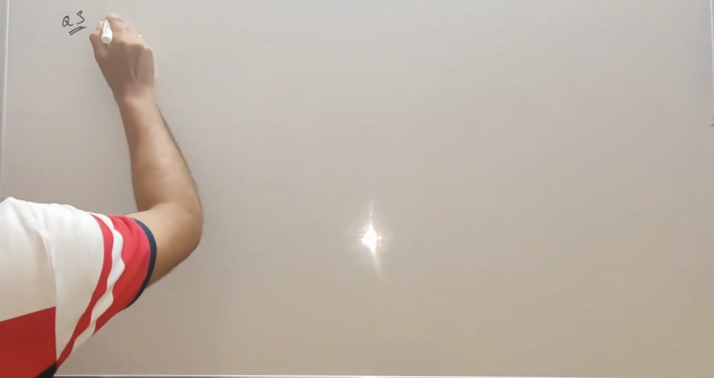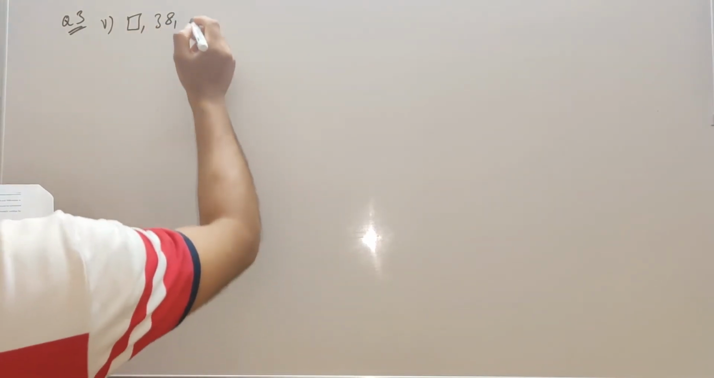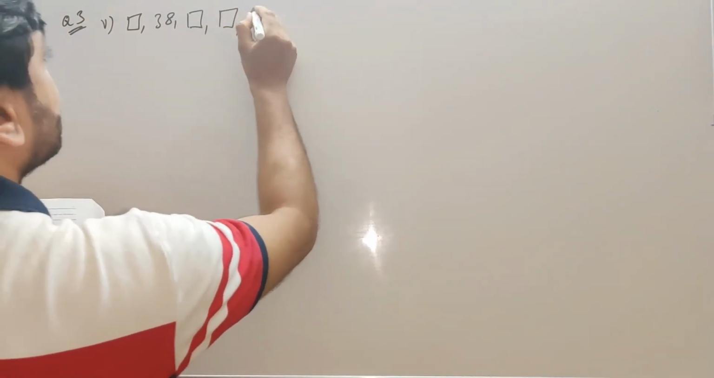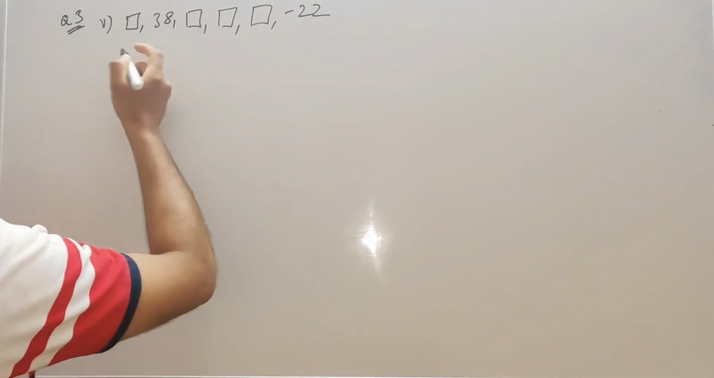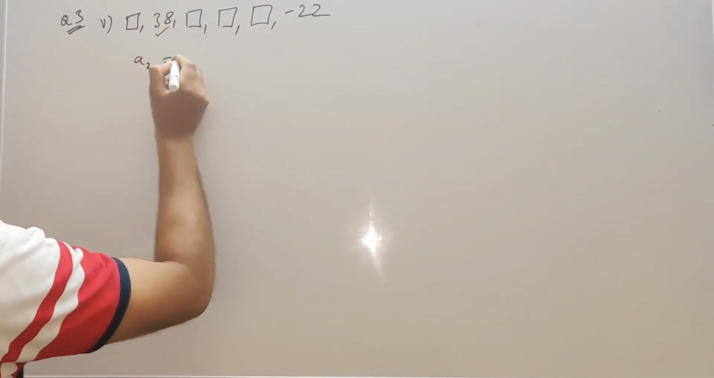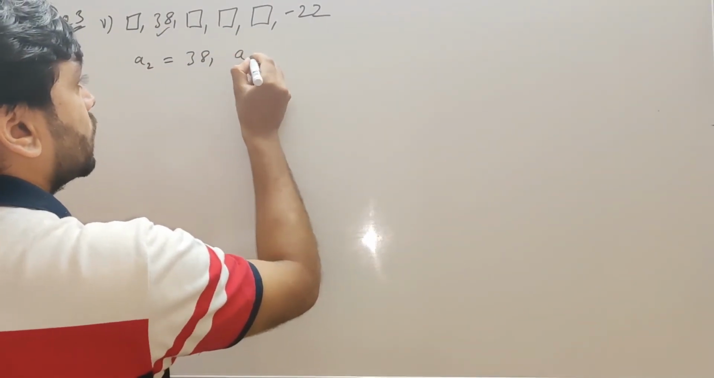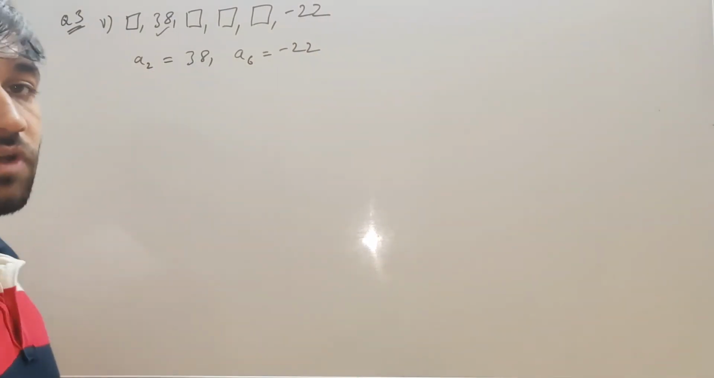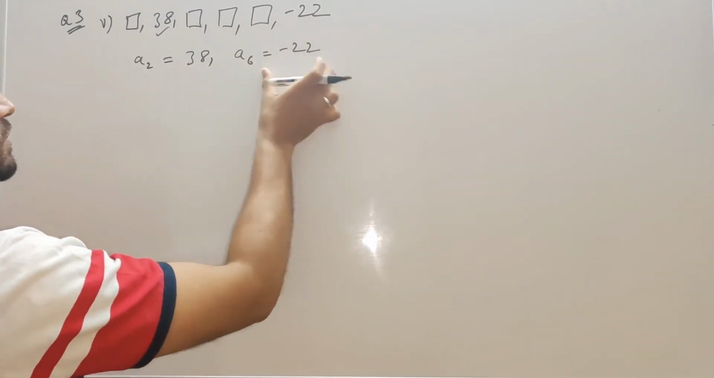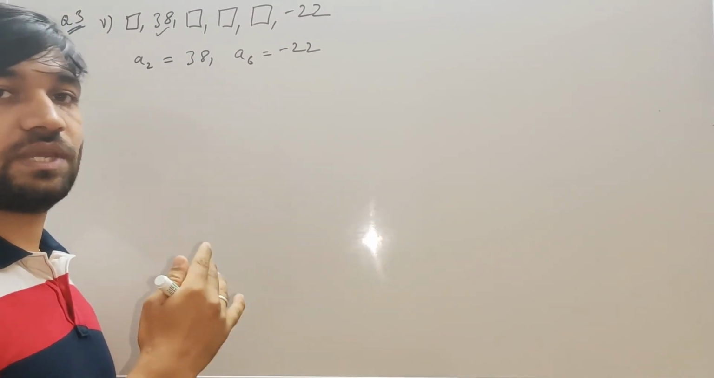Okay, so the next is the 5th part. The question is: 38 is the second term, and then you have 3 boxes, and the last term here is given as minus 22. So what's known is the second term, so I write it as A2 is 38. Counting 1, 2, 3, 4, 5, 6, the 6th term is also known here, which is minus 22. So using the AN formula, which is A plus n minus 1 into D, for each of the 2 we can get 2 equations in terms of A and D, and we can solve those 2 equations simultaneously.